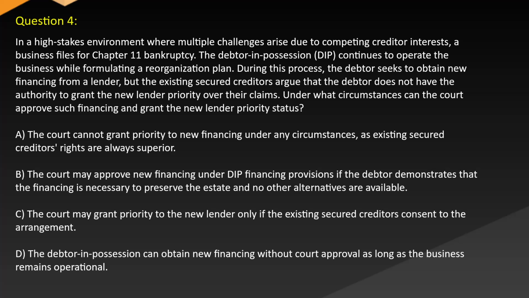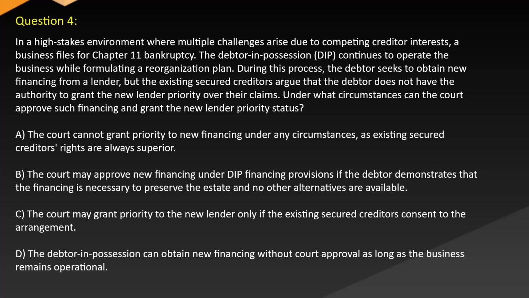Question 4. In a high-stakes environment where multiple challenges arise due to competing creditor interests, a business files for Chapter 11 bankruptcy. The debtor in possession, DIP, continues to operate the business while formulating a reorganization plan. During this process, the debtor seeks to obtain new financing from a lender, but the existing secured creditors argue that the debtor does not have the authority to grant the new lender priority over their claims. Under what circumstances can the court approve such financing and grant the new lender priority status?